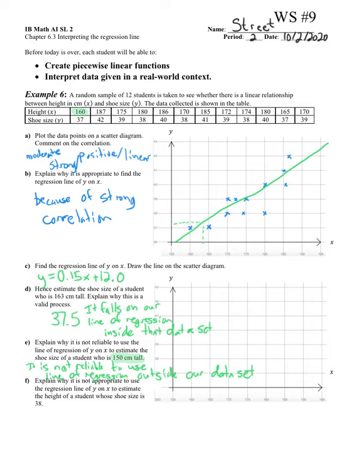All right, and then explain why it is not appropriate to use the regression line of y on x to estimate the height of a student whose shoe size is 38. All right, so this one's weird because 38 should fall in the data set, right? 38 is right here, but this is saying it's not appropriate to do that. Anyone know why?